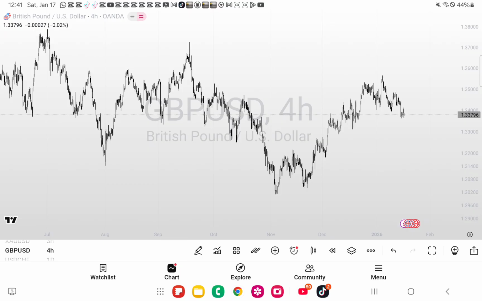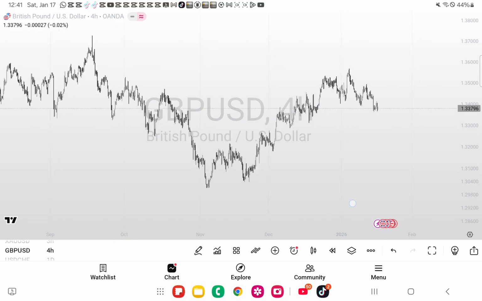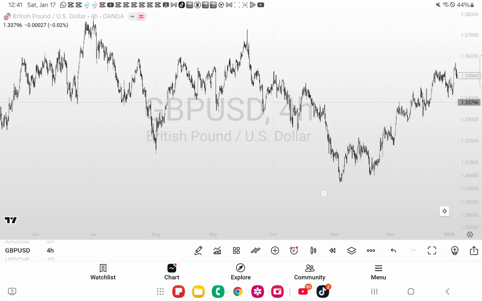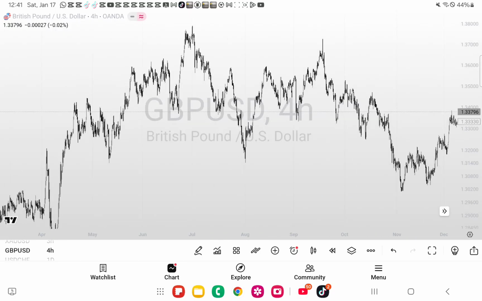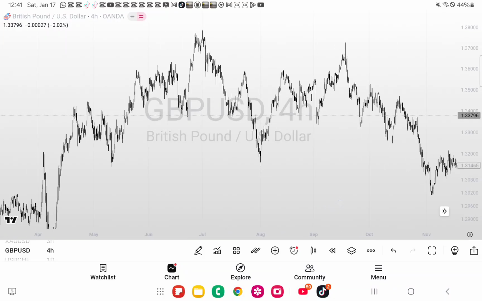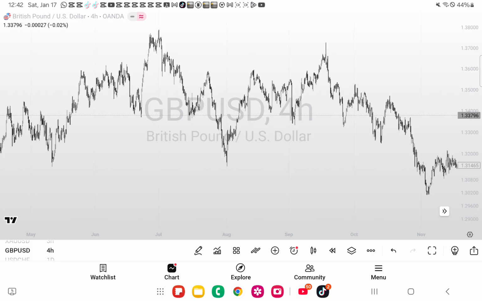The topic of today will be on market structure. Today we'll be seeing how we can mark our structure in the right way, high probability structure, so we can use it to capitalize, to look for our entry opportunity. Alright, so let's start.